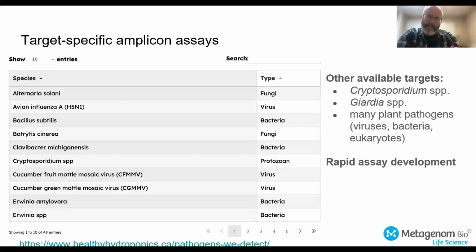We also have many target-specific amplicon assays covering bacteria, fungi, general eukaryotes. Some of those too are of public health interest, Cryptosporidium and Giardia species, along with many plant pathogens that we apply in an agricultural or hydroponic context. And we also have the strength of rapid assay development. Next slide, please.